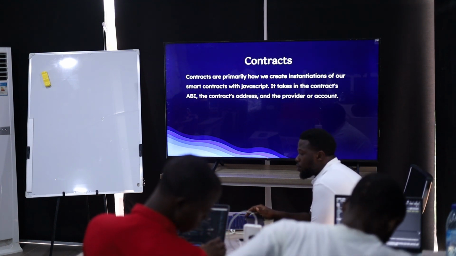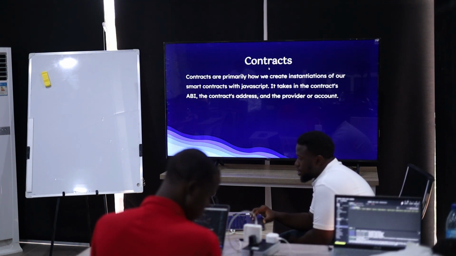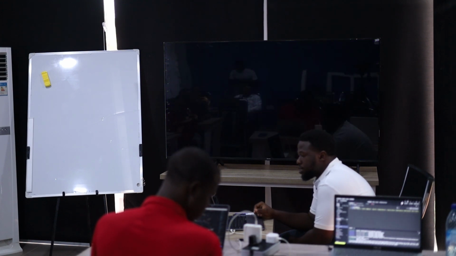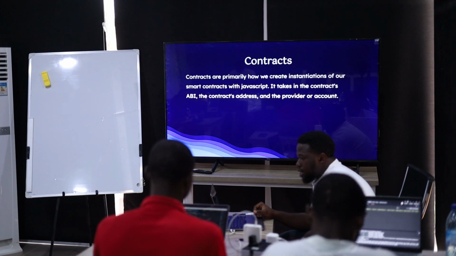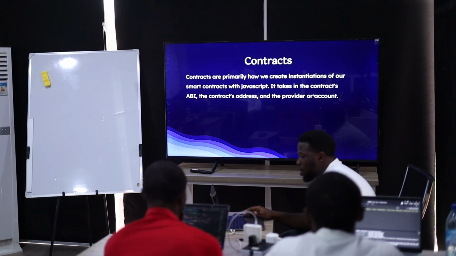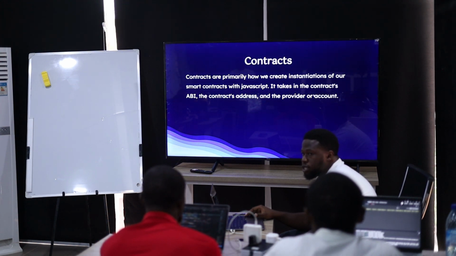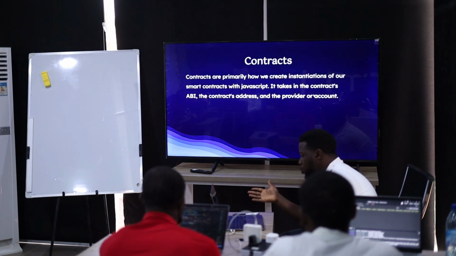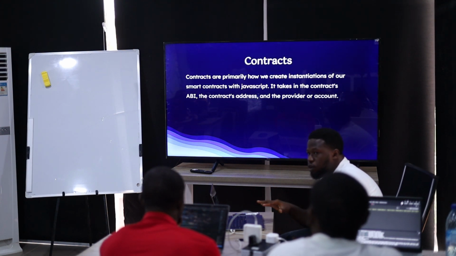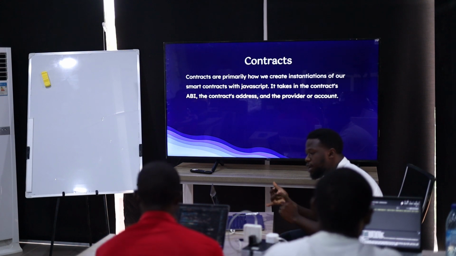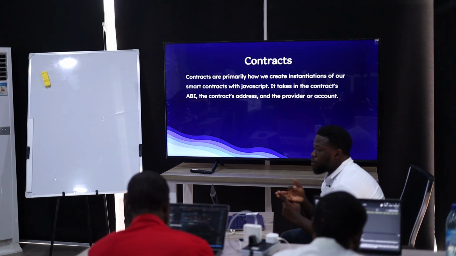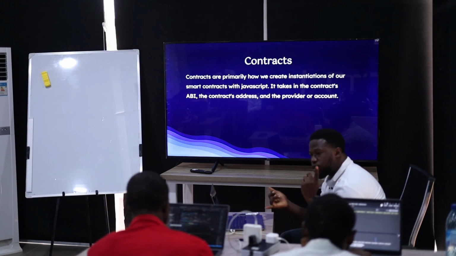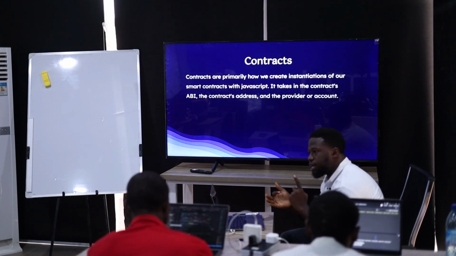Contracts are primarily how we create instantiations of our smart contract with JavaScript. It takes the contract ABI, the contract address, and the provider or account, depending on what operation we are trying to perform. If we are trying to perform only a read operation, it will take the ABI, contract address, and provider. When we are trying to perform a write operation, it takes the ABI, contract address, and account instead.